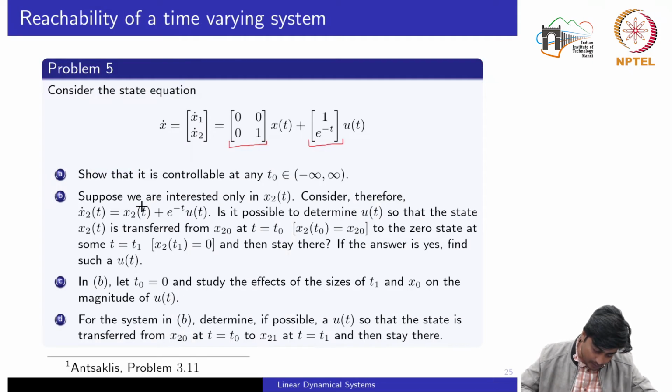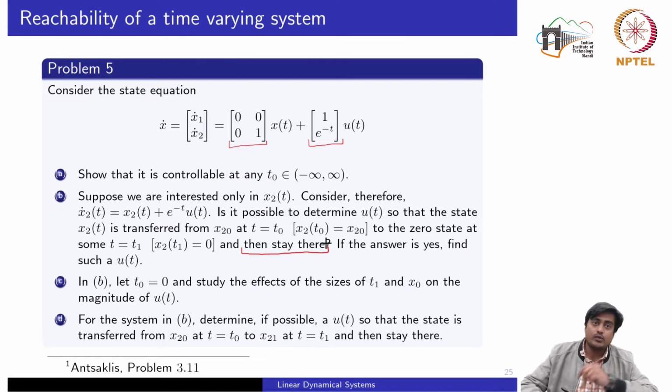The part B of this problem is that suppose we are interested only in x2. So we discard the first equation and we consider that x2 dot is equal to x2 plus e to the power minus t into u(t). So the problem is: is it possible to determine u(t) so that the state x2 is transferred from x0 to the 0 state at some time t equal to t1, where x2(t1) is 0, and then stay there, right?